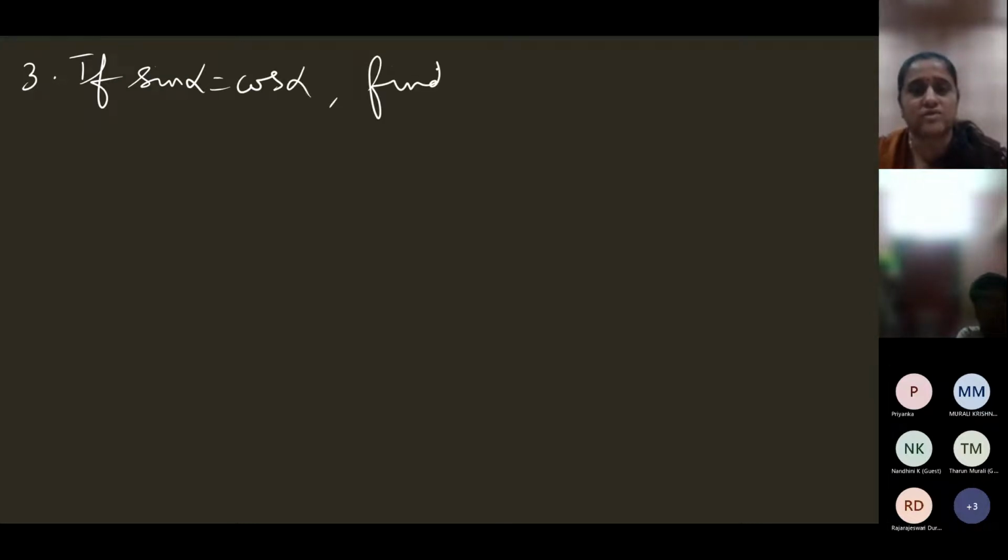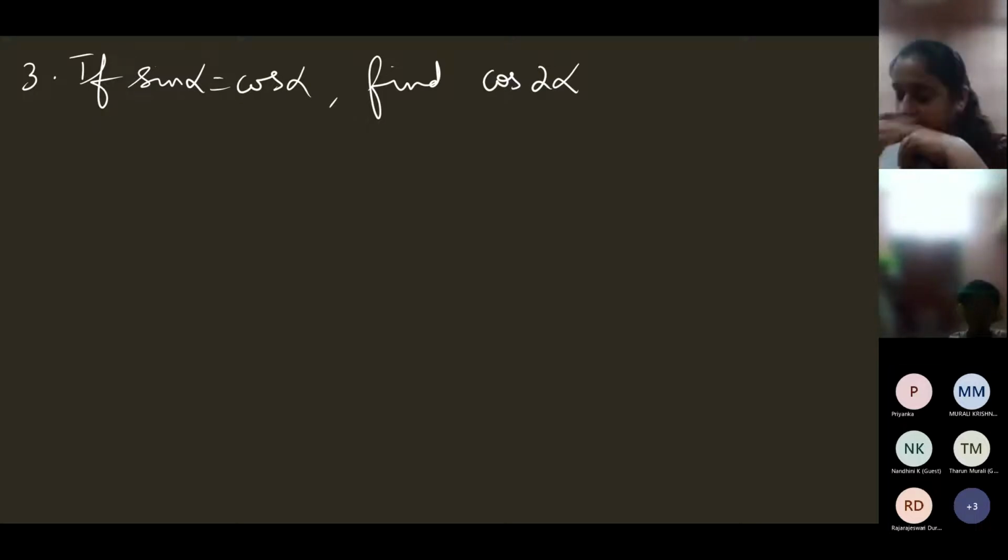Now, this is a very simple one. Let me see if you can help me to do this. If sine alpha is equal to cos alpha, find cos 2 alpha. Yes, I can wait for 90 seconds. Ma'am, alpha is equal to 45, ma'am. Very good. That's a good guess. Very good. Alpha is equal to 45 degrees.